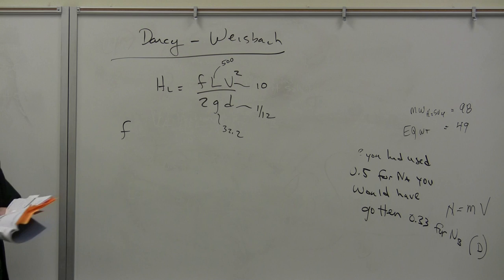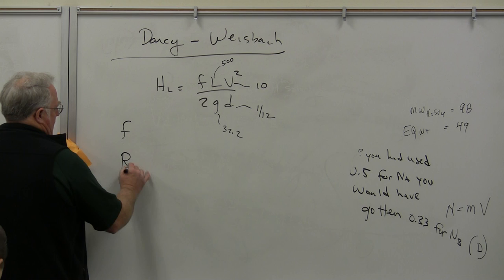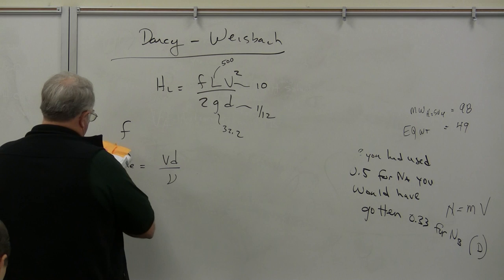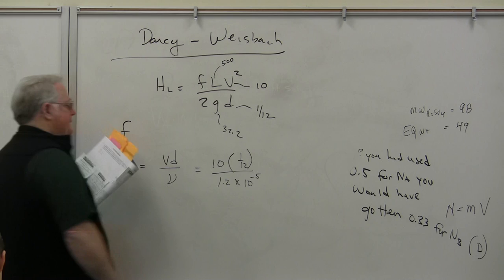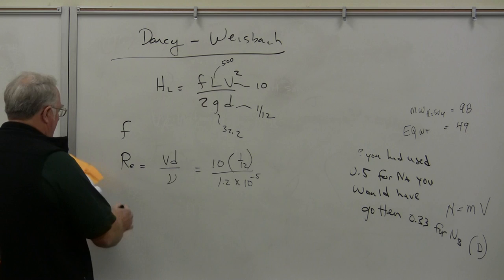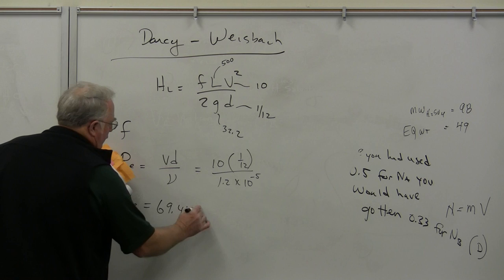Now the supplied reference has a Moody diagram, doesn't it? Okay? And so what we're going to do is calculate the Reynolds number. The Reynolds number is V D over nu. Okay? V is 10, D is 1/12, and nu at 60 degrees for water is 1.2 times 10 to the minus 5, if I remember correctly. Okay, when I calculate this out, I get 69,444 for the Reynolds number.